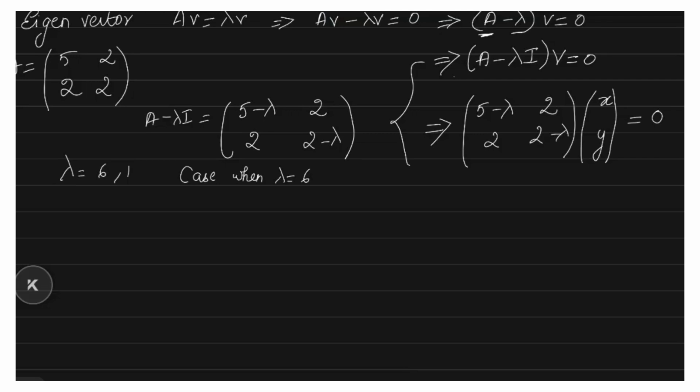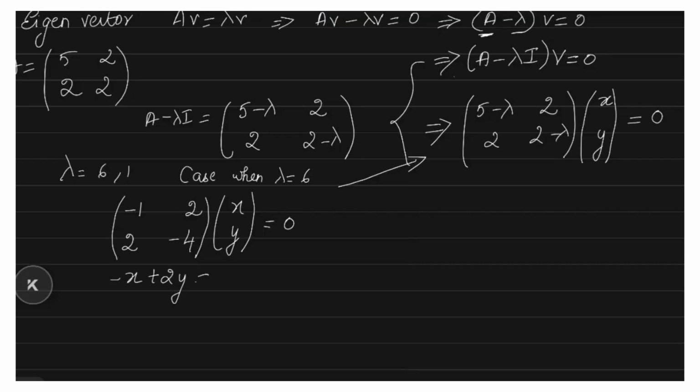Lambda is equal to 6 is substituted in this equation. 5 minus 6 gives minus 1, then 2, 2, and 2 minus 6 is minus 4, into x y is equal to 0. So you'll have minus x plus 2y is equal to 0, and the second equation, 2x minus 4y is equal to 0.